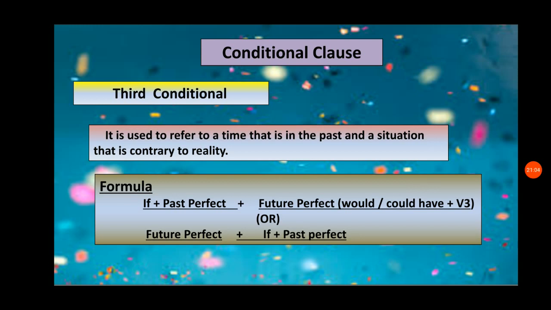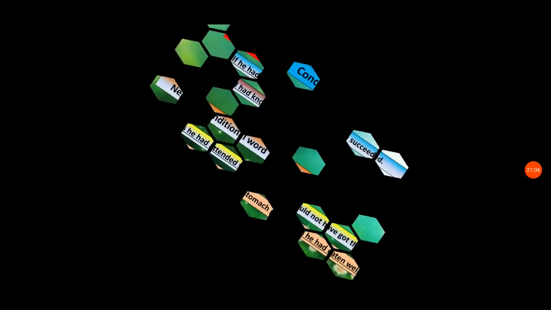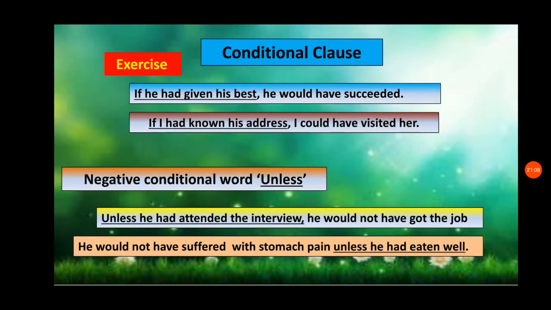Let's go to the sentence. If he had given his best, he would have succeeded. So what is the real meaning of this sentence? He had not given his best, so he had not succeeded in his life. That is the meaning. So it is impossible to happen again. Okay, if he had given his best, he would have succeeded.